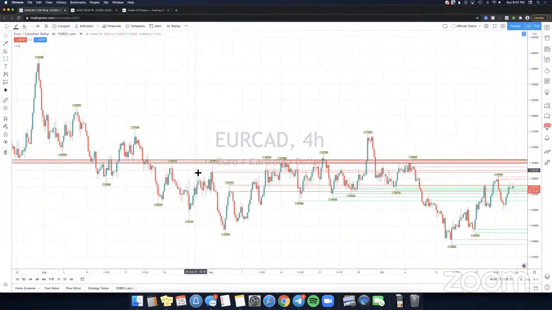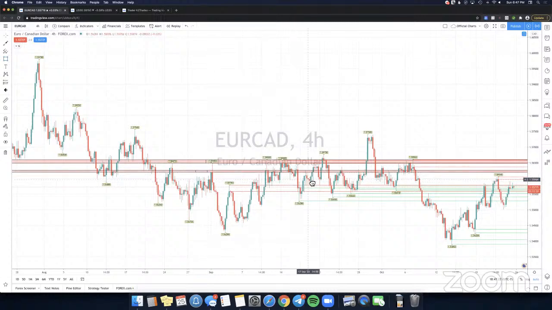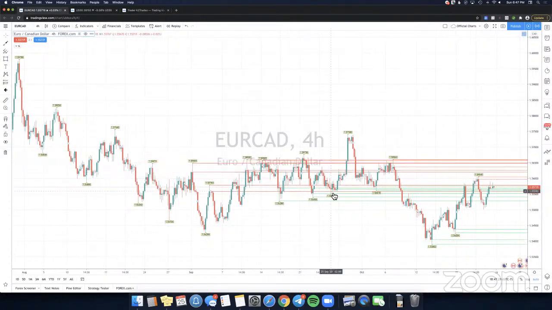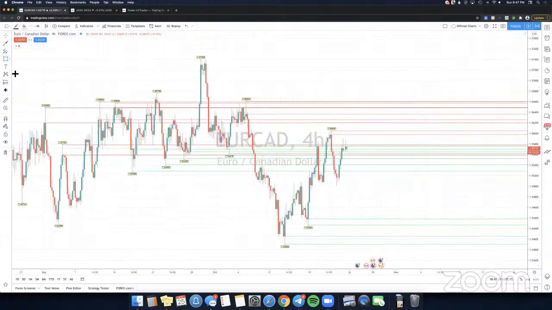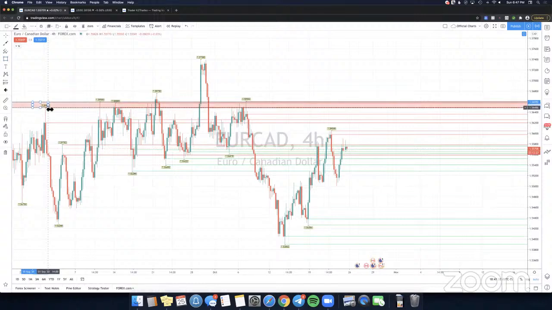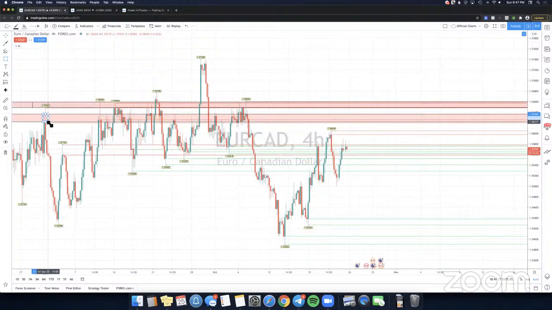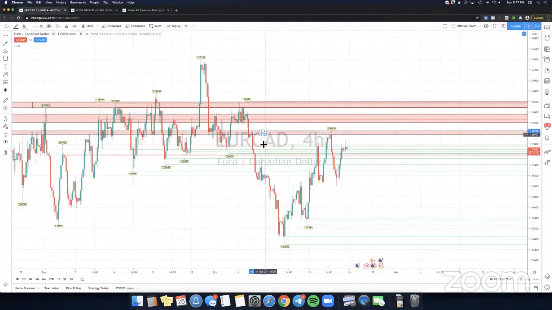Draw this lower zone right here. Actually, sorry, I didn't notice that there was an extra zone right here. All right, so we got that right there. We got that one right there. We got this one over here.